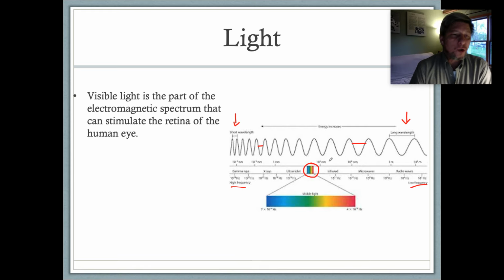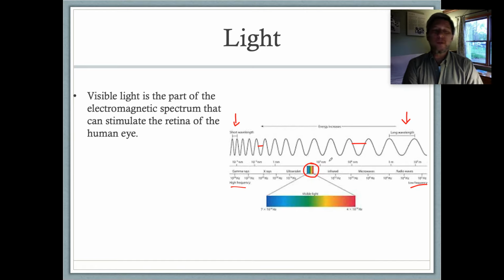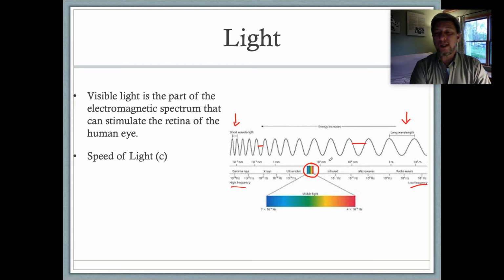So what do we know? Well, we know that visible light is part of the electromagnetic spectrum that can stimulate the retina of the human eye. Now, be aware that other organisms, certain insects and other animals, actually can see different parts of the spectrum. And so what's visible to us is not visible to them, and what's visible to them is not necessarily visible to us. So keep that in mind. This is a very human-centric definition of visible light.